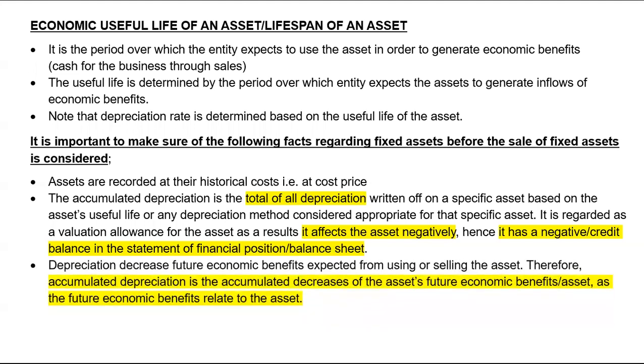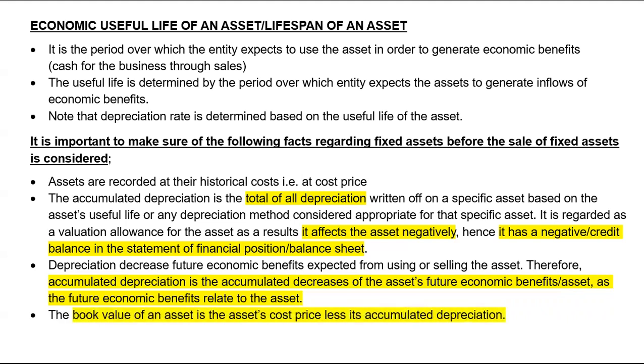Depreciation decreases future economic benefits expected from using or selling the asset. Therefore, accumulated depreciation is the accumulated decrease of the asset's future economic benefits as they relate to the asset. I need you to understand that depreciation is when you take part of the asset and you convert it into an expense. The part that you're converting into an expense is part of the asset that you've already used to generate money.